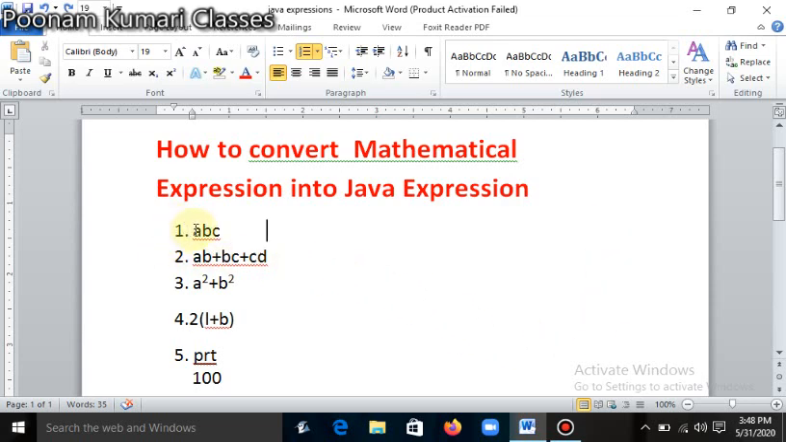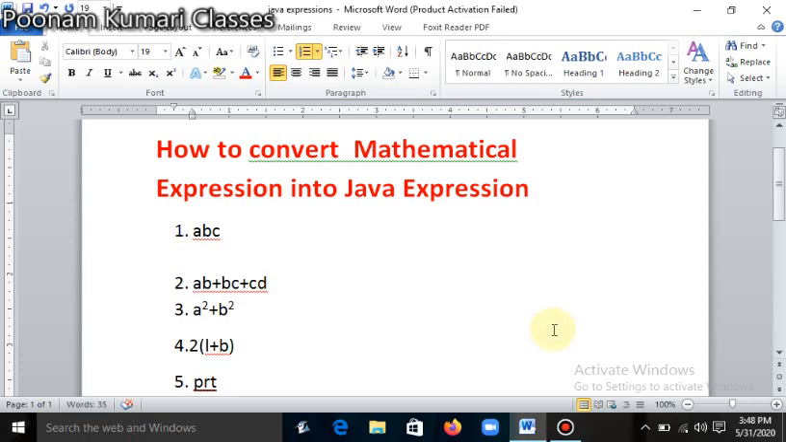So let's see the first expression. If it is given a, b, c, and these are the variables a, b, c, how will we convert it into a Java expression? We will write it this way: a multiply b multiply c. If no symbol is there between any variables, then we use the multiplication symbol. So this is the answer of this expression: a multiply b multiply c.